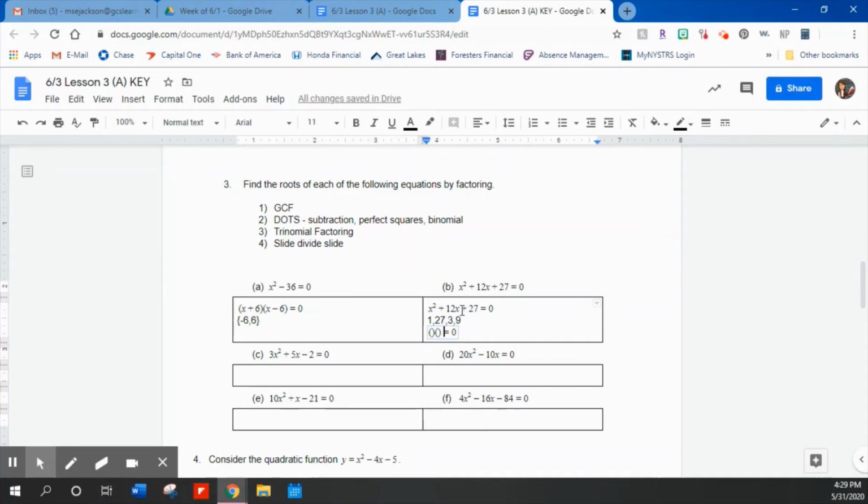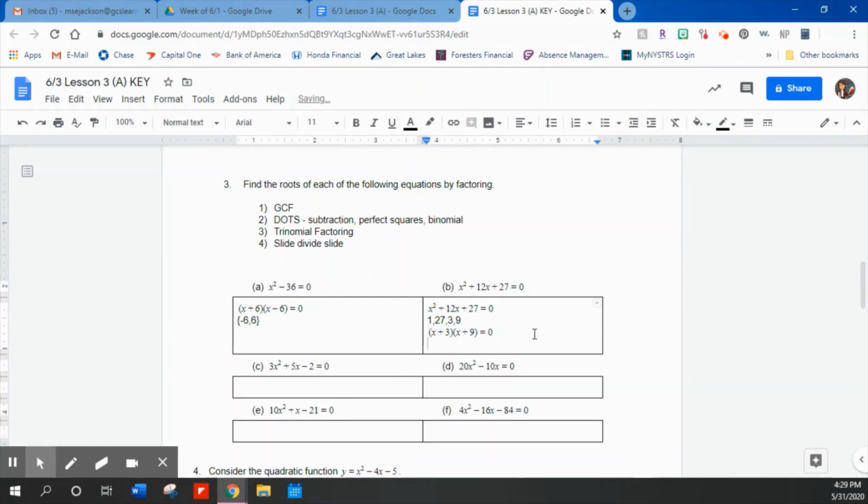We look at our last operator to tell if it's going to be same or different signs. So if it's a positive, that means it's going to be same signs. We look at the first operator to tell us what signs those are going to be. So it's going to be a plus plus. When it's the same operator, a plus and a plus, it doesn't matter where your factors go.